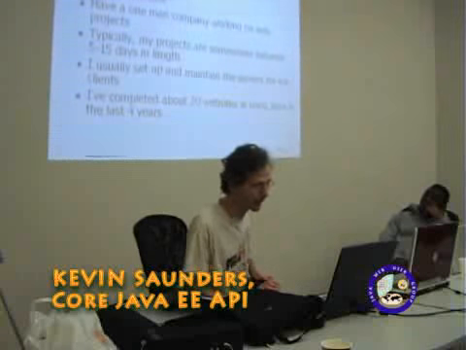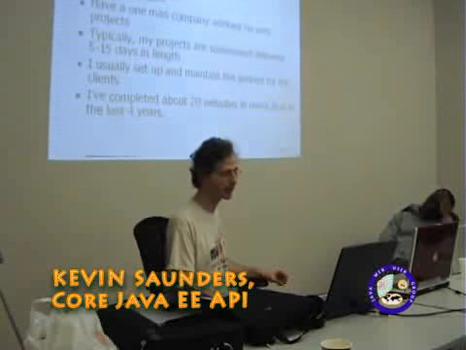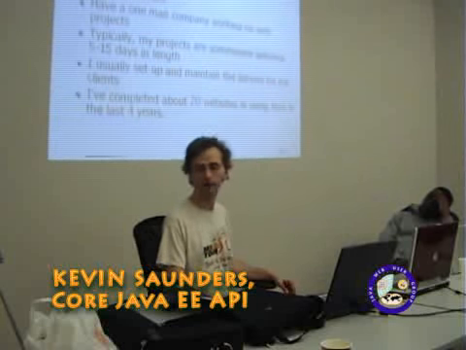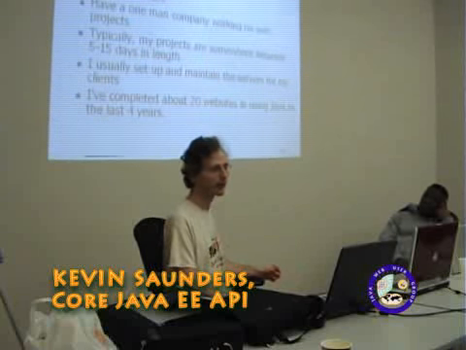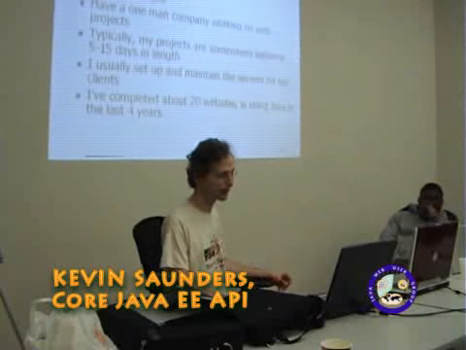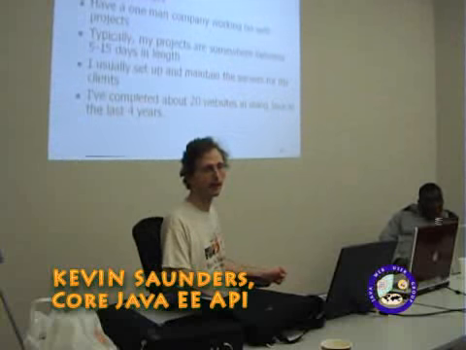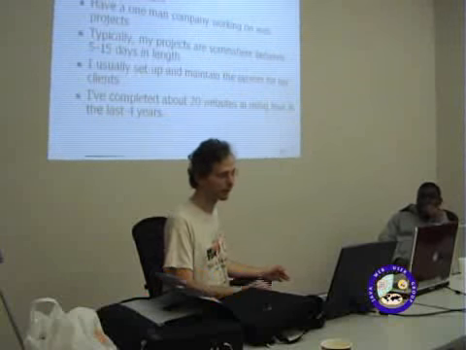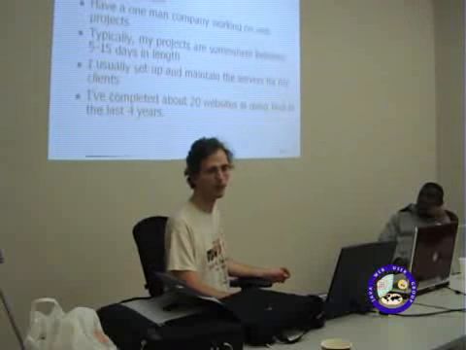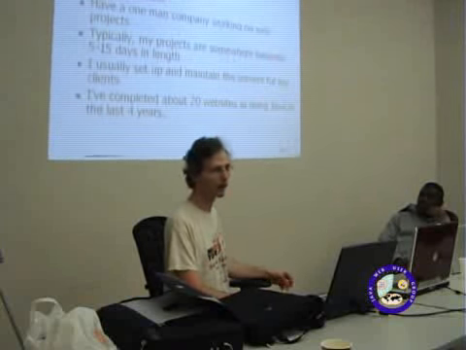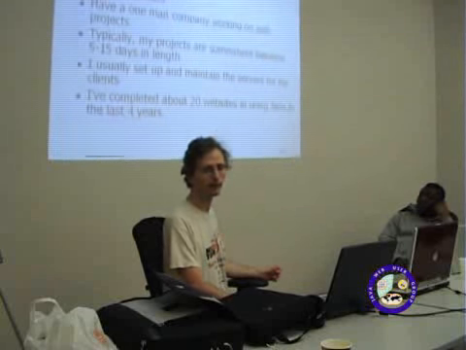I'm Kevin Saunders. I am a web freelancer. I have a one-man company, and I do a lot of sites in Java. My projects are usually fairly small in terms of Java projects, typically somewhere between 5 and 15 days in length. I've completed about 20 websites in the last 4 years in Java, and quite a lot more in PHP. So my turnover is fairly high in terms of getting websites out there.